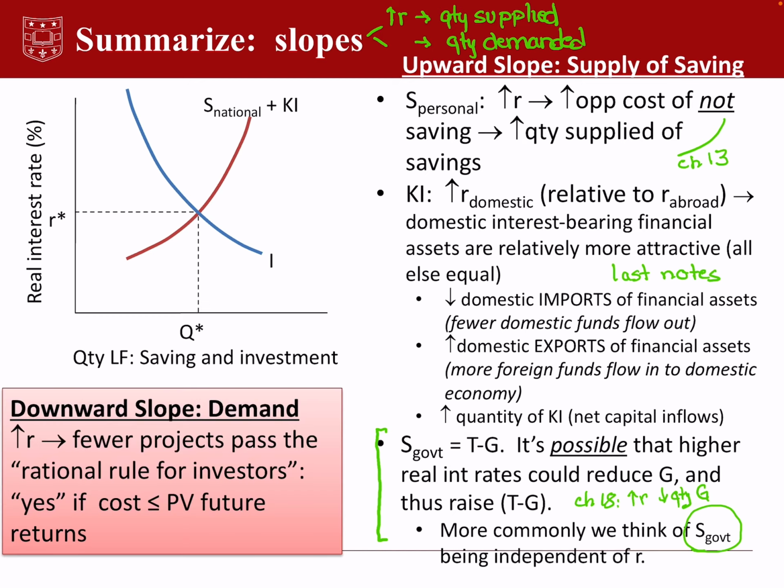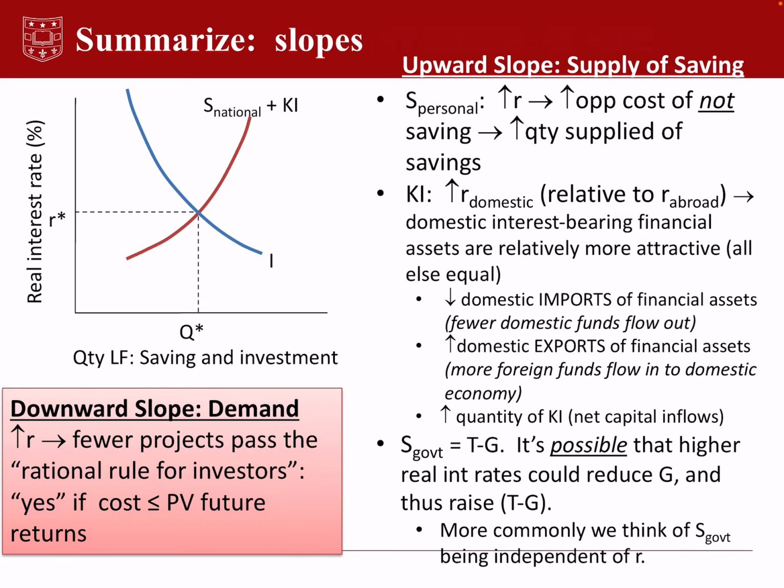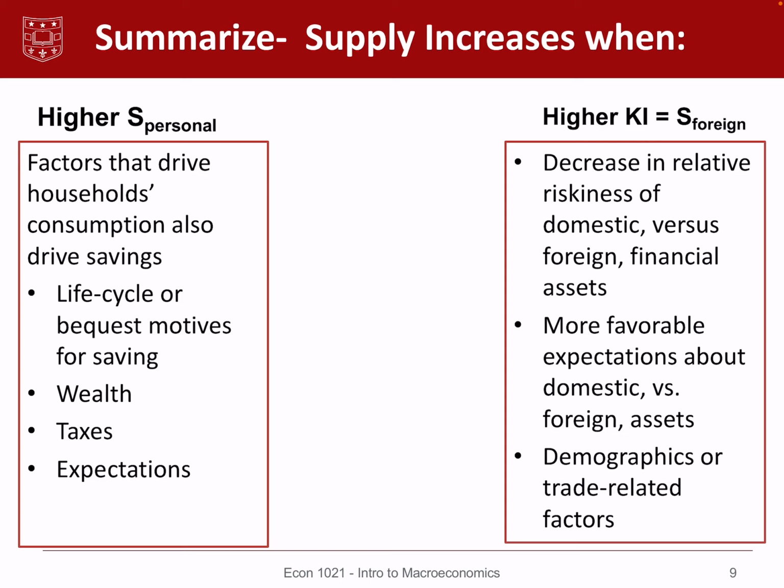For the downward slope of the demand curve, we did this. This was our discussion about the rational rule for investors. Higher real interest rates mean there are fewer projects that we would say yes to, according to this rational rule. For the shifters, we've done all this too.